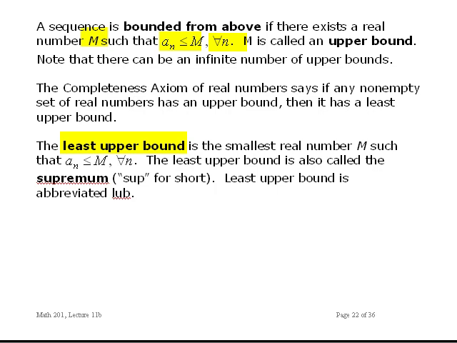The completeness axiom of real numbers just says there are no holes in the real numbers. So the least upper bound is the smallest real number M such that all the terms are less than or equal to M for all n. You can also call this least upper bound the supremum and abbreviate it SUP for short. Least upper bound you can abbreviate as LUB, and you'll see that in the literature. So again, the sequence is bounded from above. Is there a least upper bound? By the completeness axiom of real numbers, there is. We call that least upper bound the supremum, SUP, or the least upper bound, LUB.